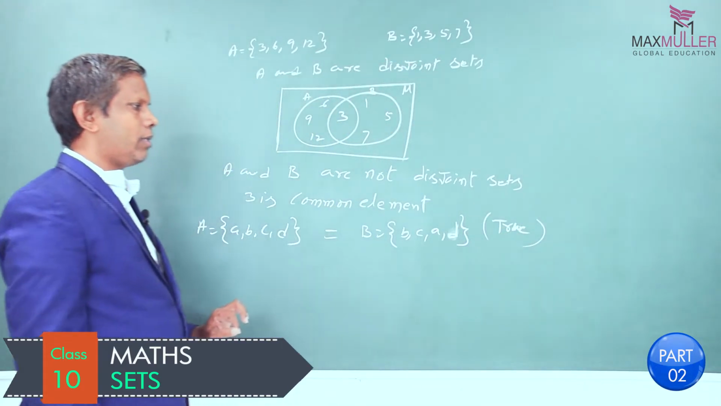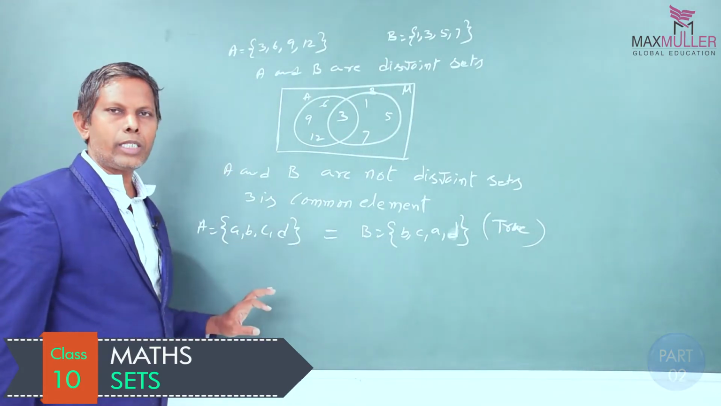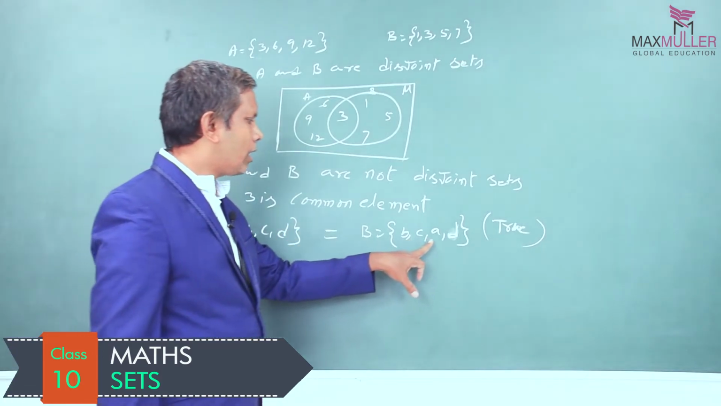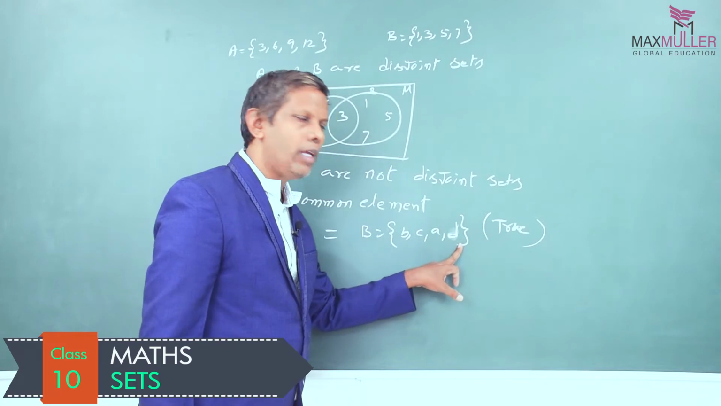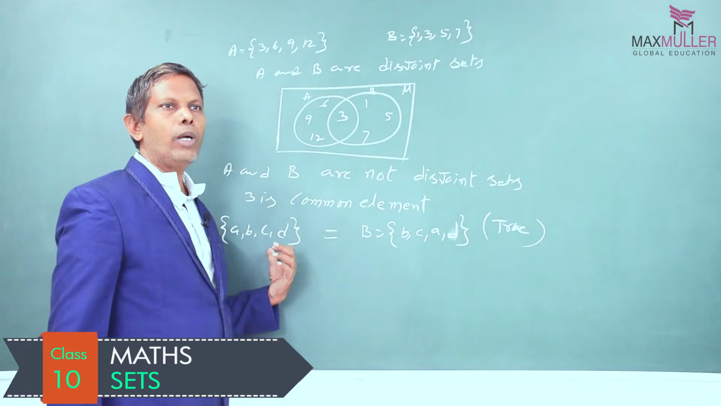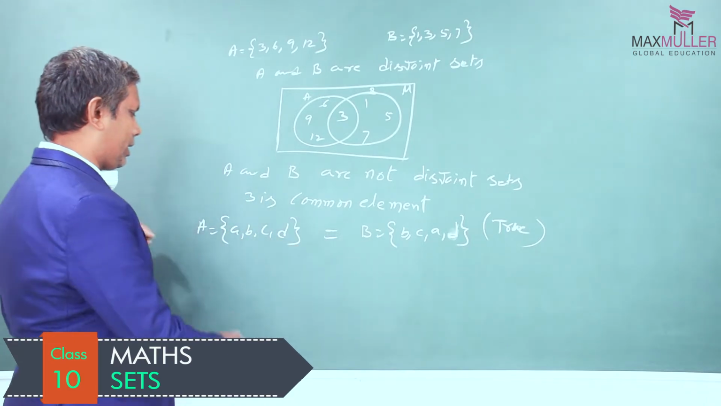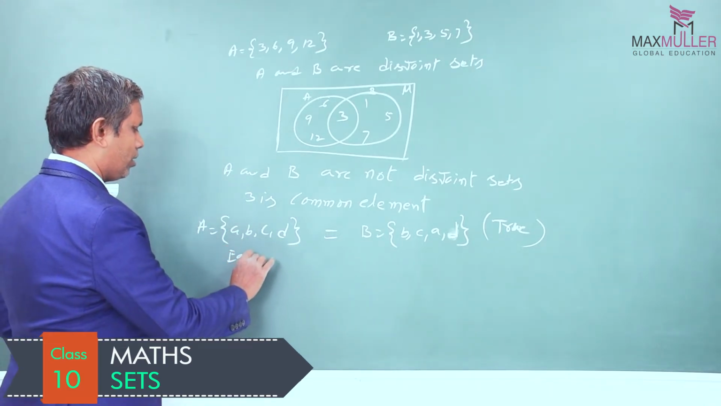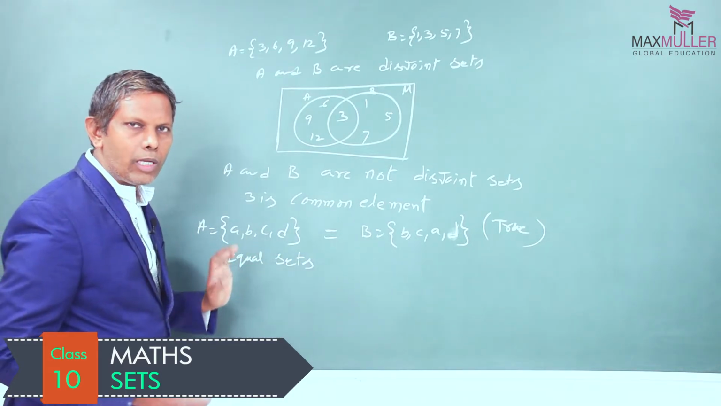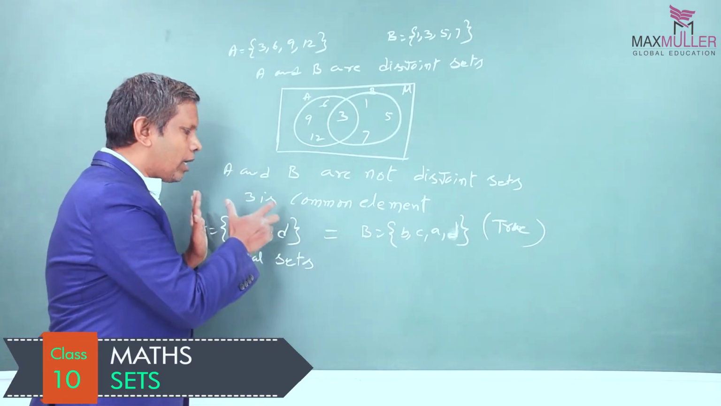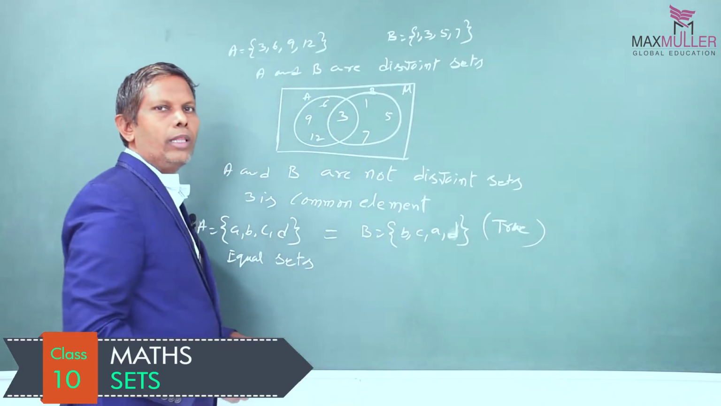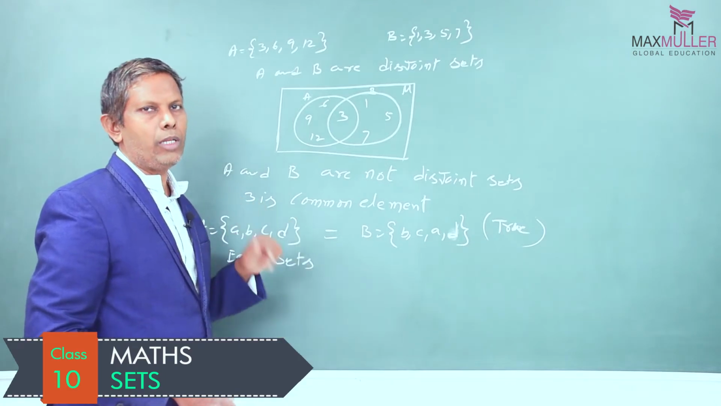True or false? They are asking. It is true only. Why? Because A, B, C, D. Here also A, B, C, D. A equal to B. What are equal sets? Each and every element of A is an element of B, then that is said to be equal sets.